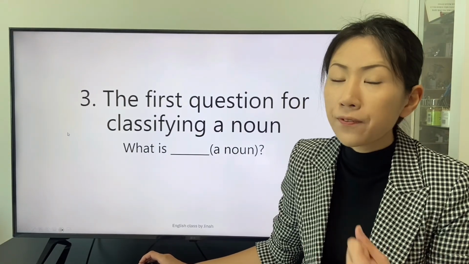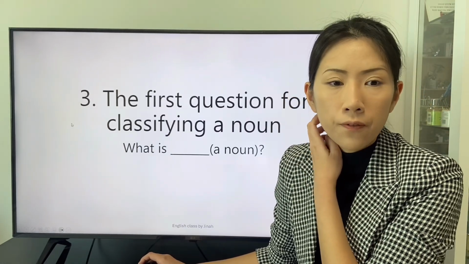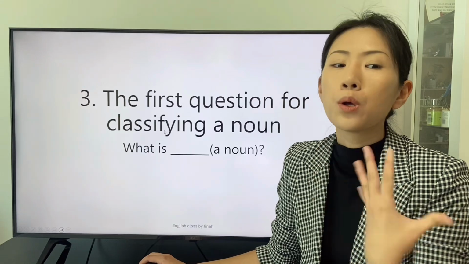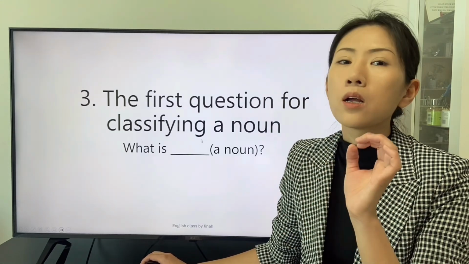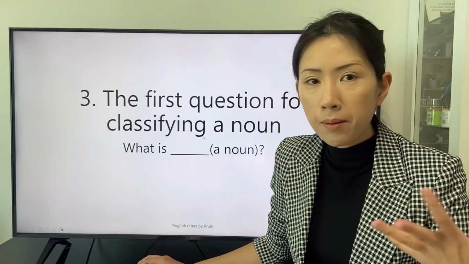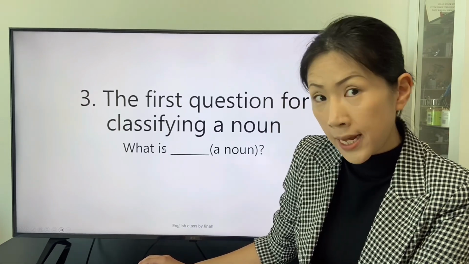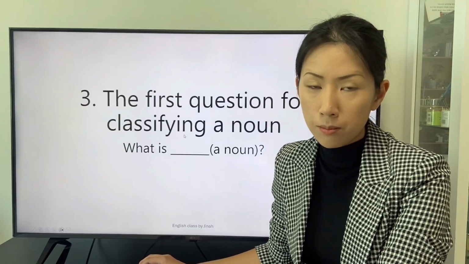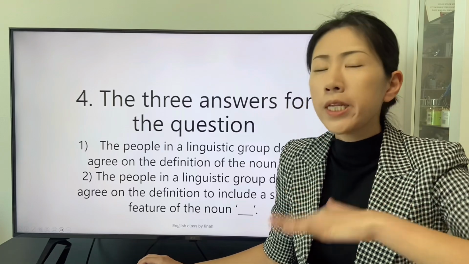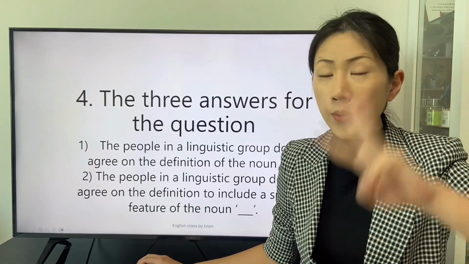We will ask from the first question. The first question for classifying a noun is, what is it, which means a noun. There can be any nouns. What is happiness? What is worship? What is praying? People in the linguistic group answered to the question with 3 answers.